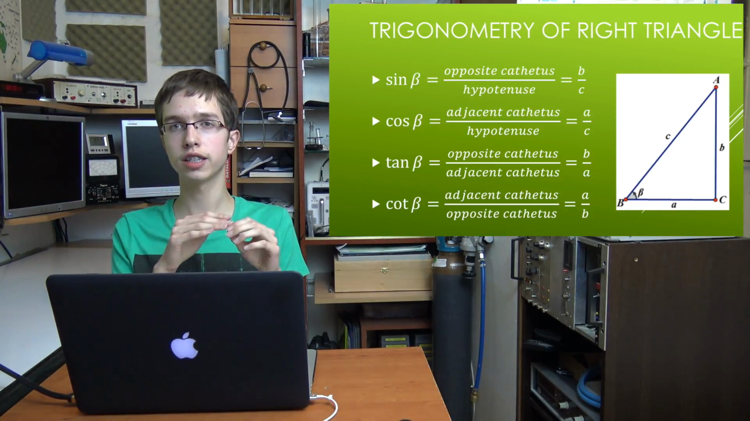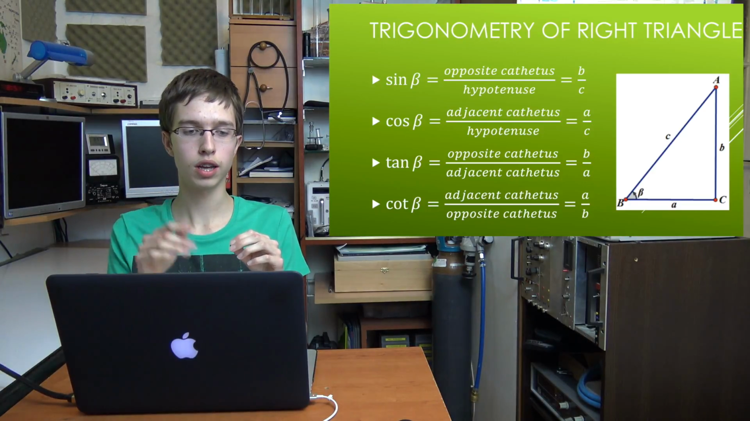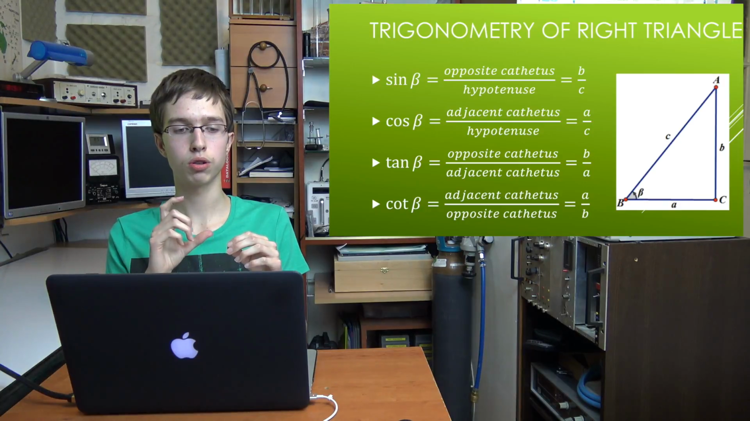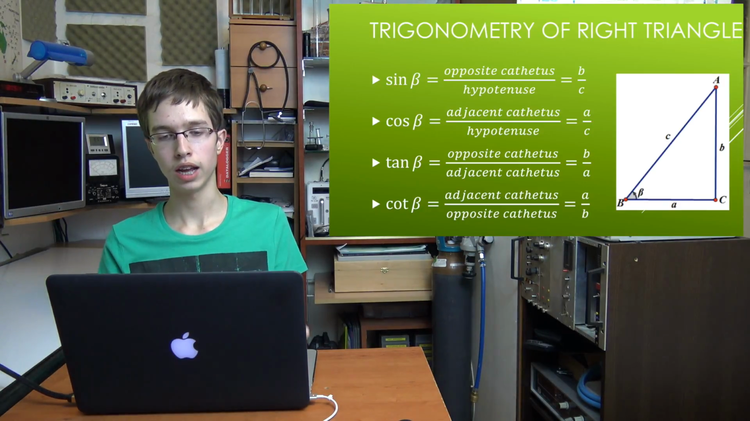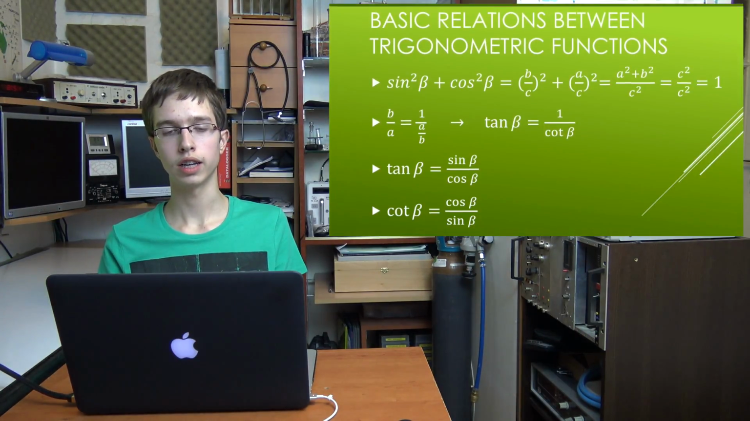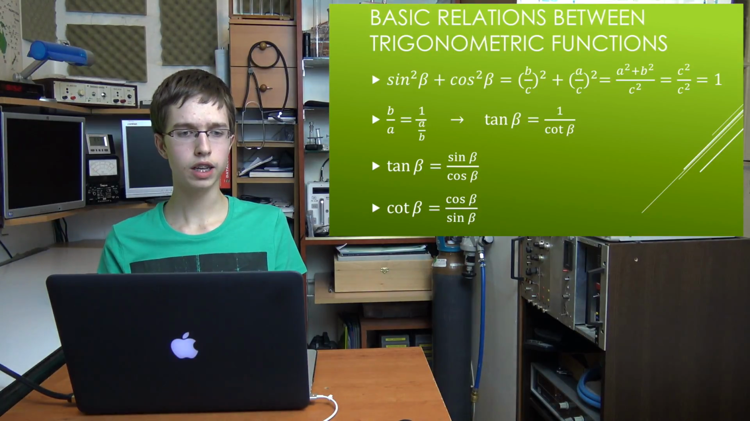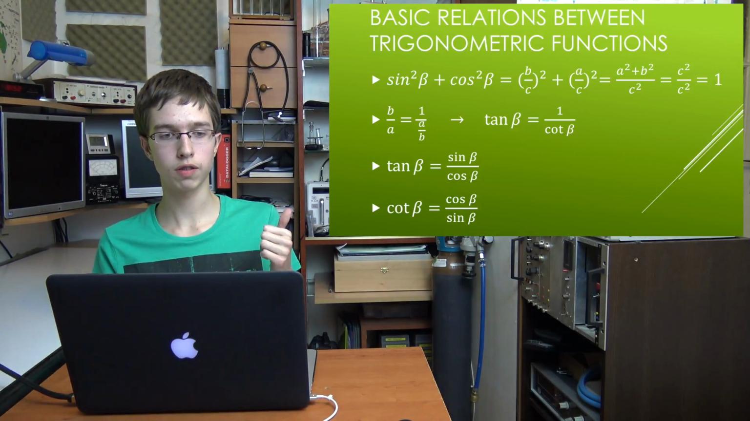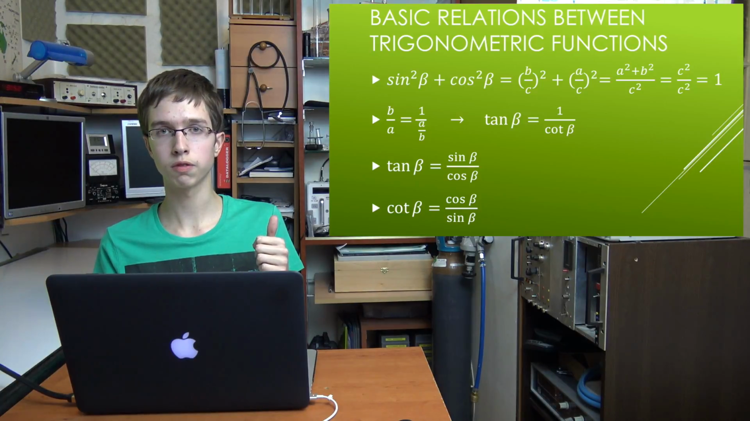Cosine beta is adjacent cathetus over hypotenuse, tangent beta is opposite over adjacent cathetus, and cotangent beta is inversely adjacent over opposite cathetus. Here we have basic relations between the trigonometric functions. For example, the first one, which is the most important one: sine of some angle, for example angle beta, squared plus cosine of beta squared is equal to 1.